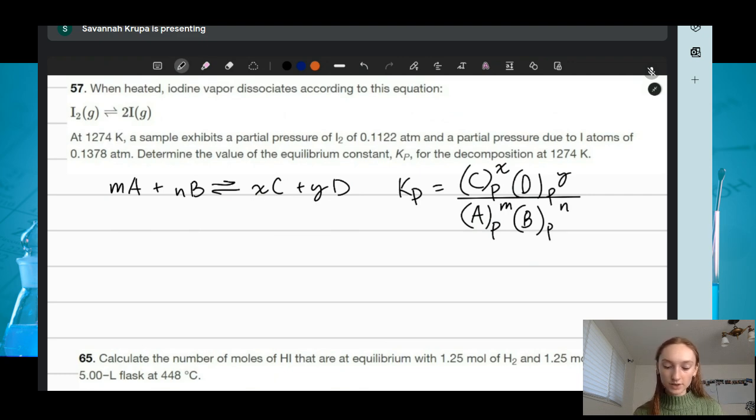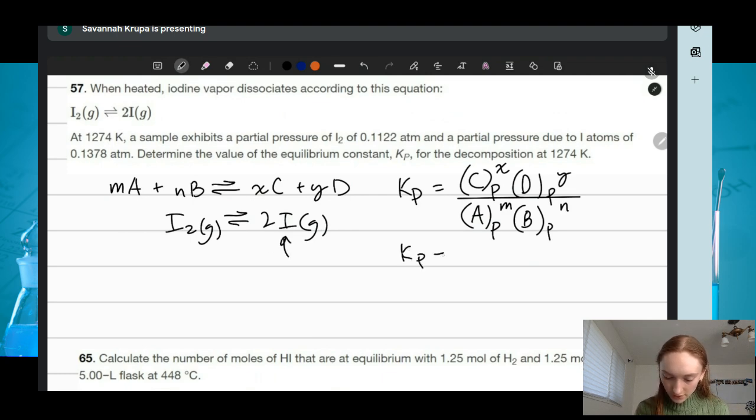All we have to do is plug in these values. So we're given I2 gas goes to 2 I gas. And so this will be the product, so that goes first. Since it's alone, we just leave it alone there. So it'll be the pressure of I, raised to the power of 2 because of this coefficient. And then divided by the reactant, which is just the pressure of I2. It doesn't have any coefficient, so it's not raised to any power.